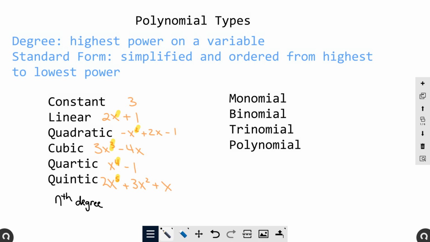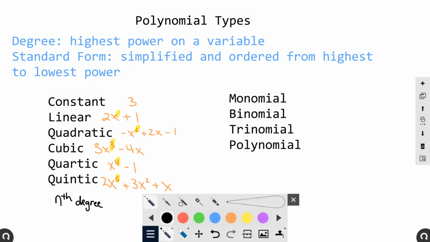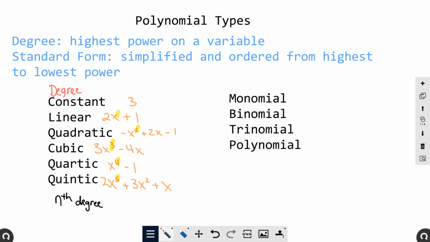Now, we also name these things based on how many terms they have. So over here is your degree. That's the highest power. And over here are names for how many terms you have. So when you see the name monomial, what do you think monomial means? 1 term. So like 3x. Binomial, 2 terms. Trinomial. And polynomial. Good.